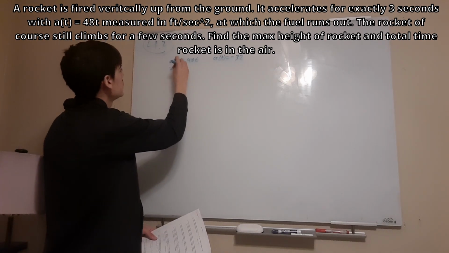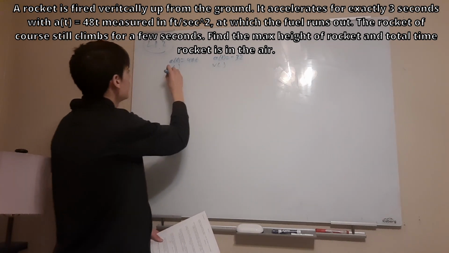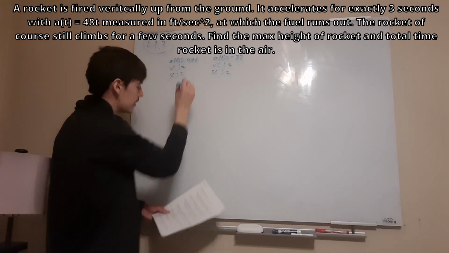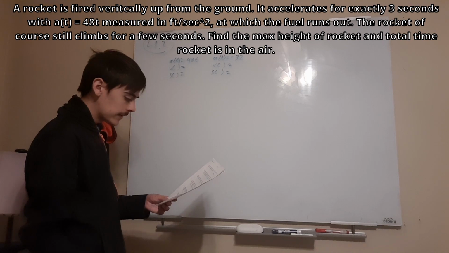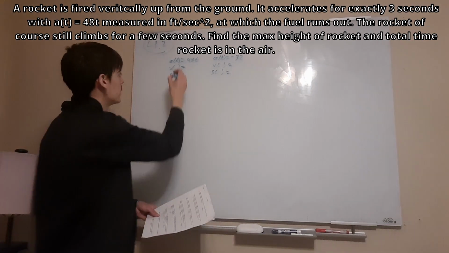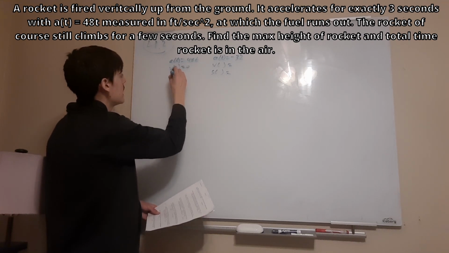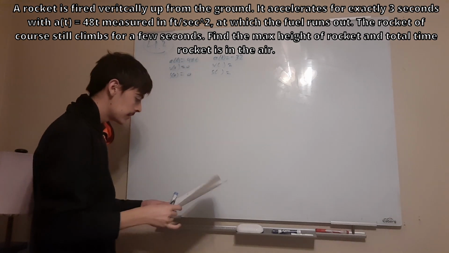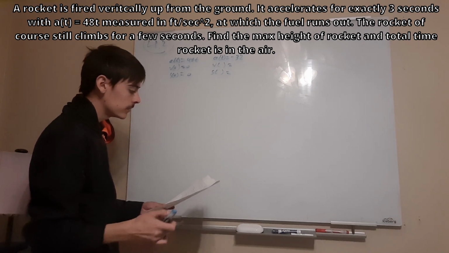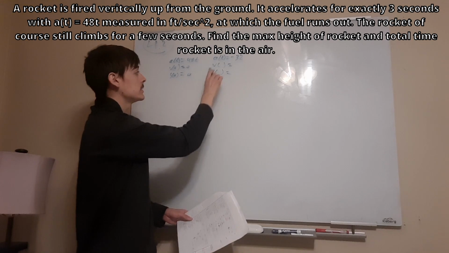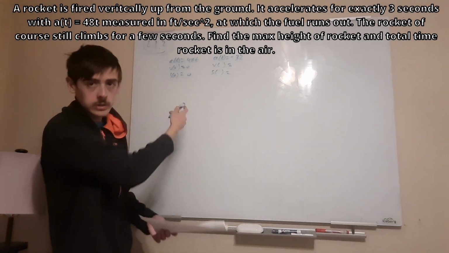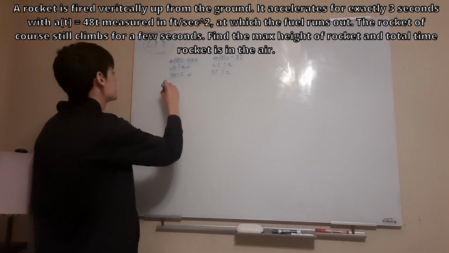Now let's start looking for our velocity and position values. It says that it's fired vertically upward from the ground. So if it's on the ground, that means that v of 0 is going to be 0. s of 0 is also going to be 0. And with that, we can basically just start solving, because I'll tell you right now, these v and s values we are going to get from this equation right here. So let's just start with this one.